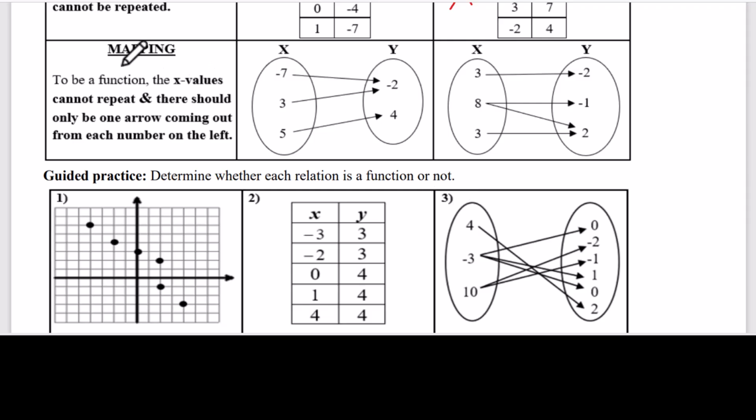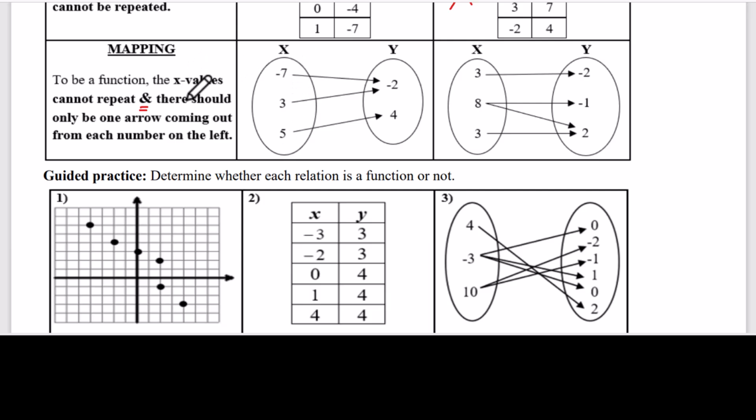The last one is the mapping. In order to be a function on a mapping, it has to have two conditions, and that's why this "and" is so important. The first condition is the x value cannot repeat. So let's look at this. Does the x value repeat? I don't see it repeating, so it met the first condition.